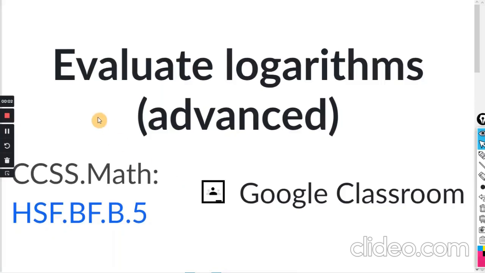This will be for the con exercise. Evaluate logarithms advanced.